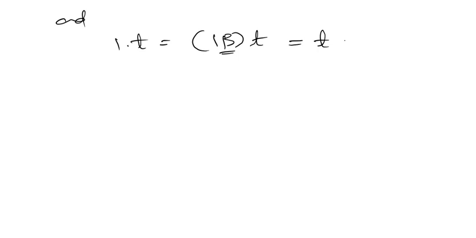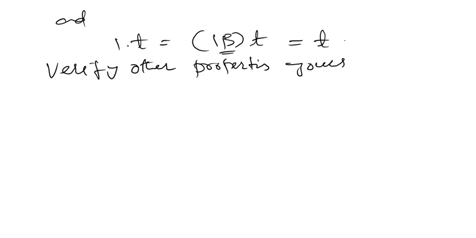Okay, so I will only verify this one. Check the other properties, verify the other properties yourself. So this T is a U-bisystem. You have checked this. T is a U-bisystem.